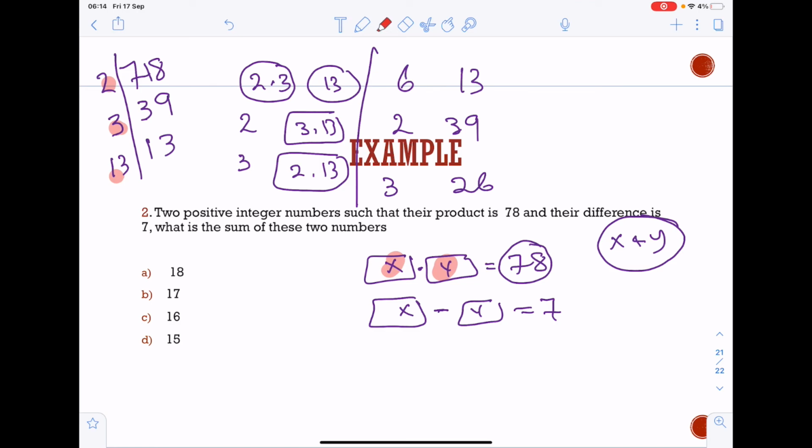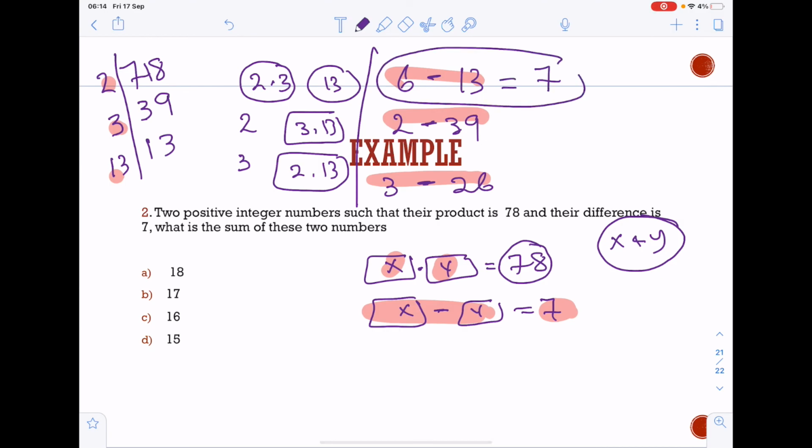Which of those options, if I subtract them, gives me 7? Which one, if I subtract from each other, will give me 7? Of course, this one. This is the option. So I go ahead and add 6 with 13, so it would give me 16, 17, 18, 19. So the answer is 19. This is 19, sorry.